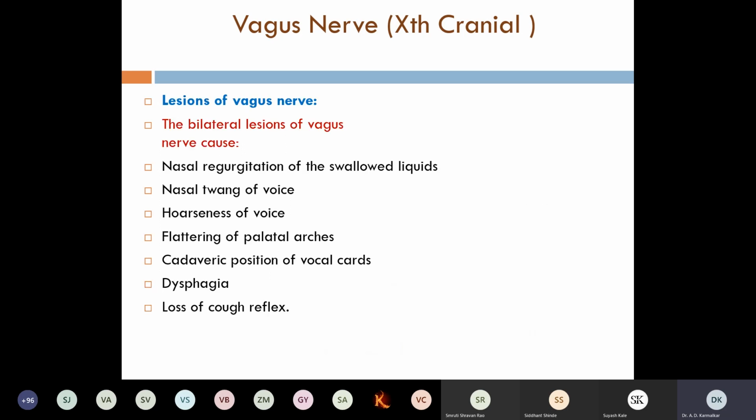If there is a lesion of the vagus nerve, what will happen? As we know, it is supplying the muscles of the larynx, so it will affect the voice. There will be nasal regurgitation, then there will be a nasal twang of the voice. There is hoarseness of the voice. There is flattening of the palatal arches, and the position of the vocal cord will be the cadaveric position. There will be dysphagia and loss of the cough reflex.